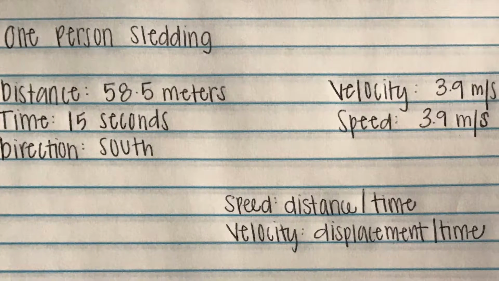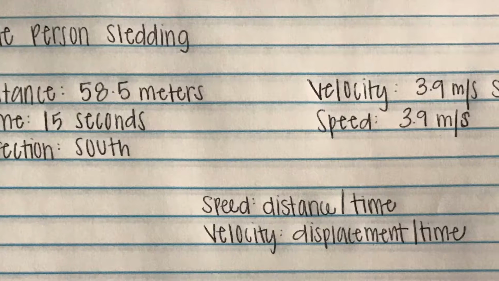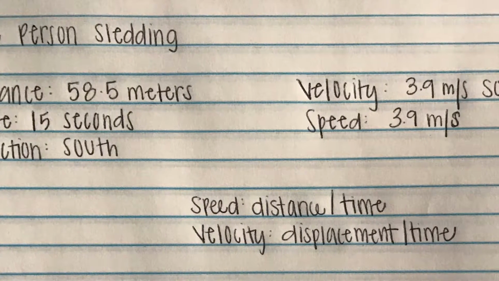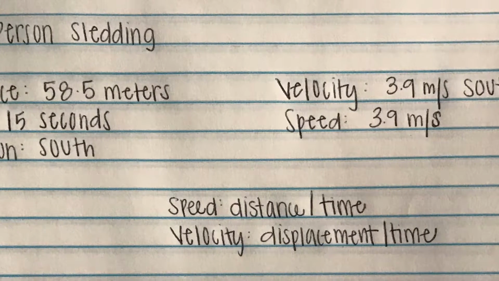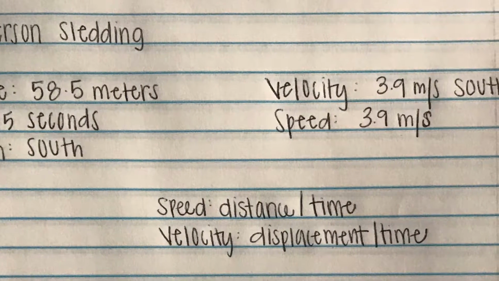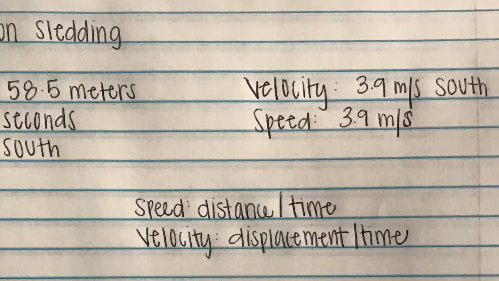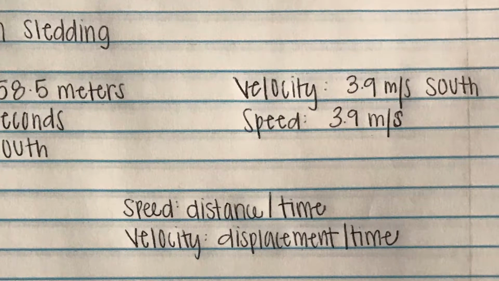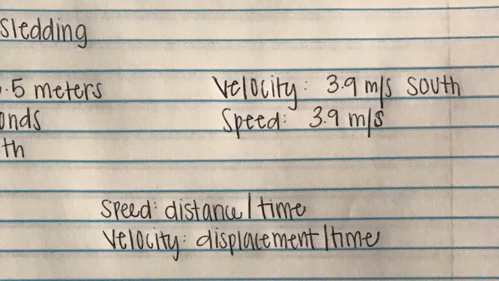The distance that we traveled from start to finish on the hill was 58.5 meters. The time that it took us to cover this distance was 15 seconds. The direction that we were traveling was south. Therefore, to determine our velocity, we took displacement over time and include our direction. So our velocity is 3.9 meters per second south. Our speed is our distance over time, so our speed would be 3.9 meters per second.